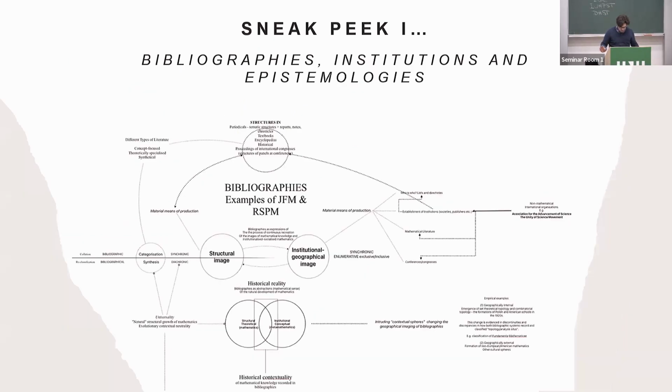So now I will present to you two sneak peeks into what I'm currently working on together with the rest of the team. So sneak peek number one is bibliographies, institutions, and epistemologies. Most particularly, I'm interested in how different bibliographies, the early bibliographies, are used to create two different images of mathematics. The structural image of mathematics on the one hand, which is underpinned by different epistemologies, and the institutional geographical image of mathematics on the other hand.